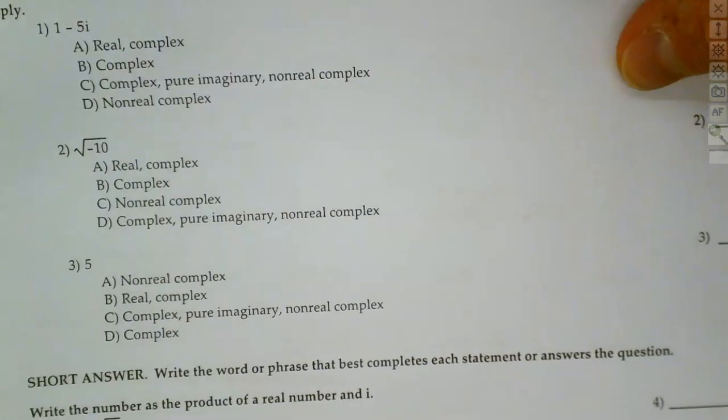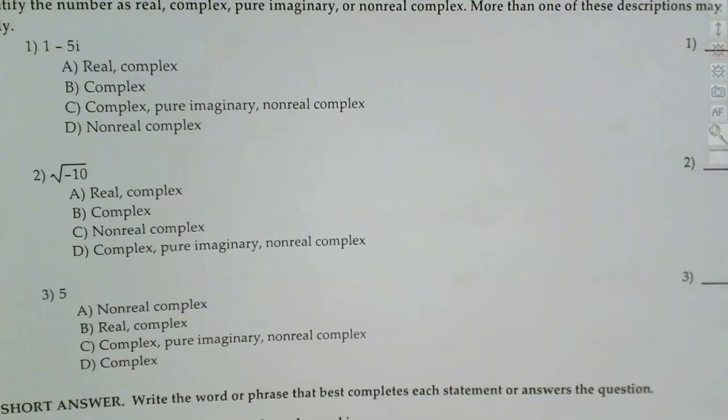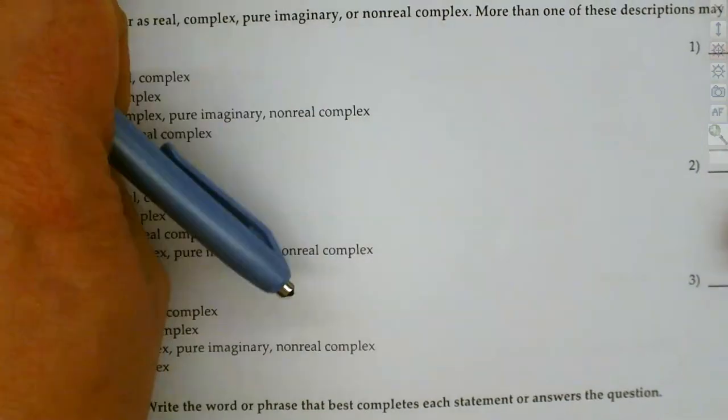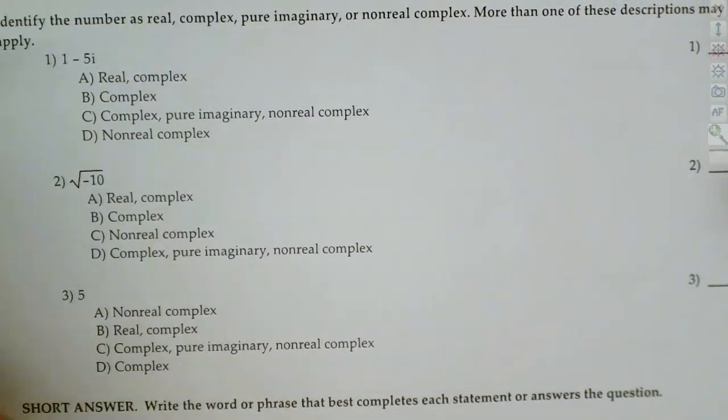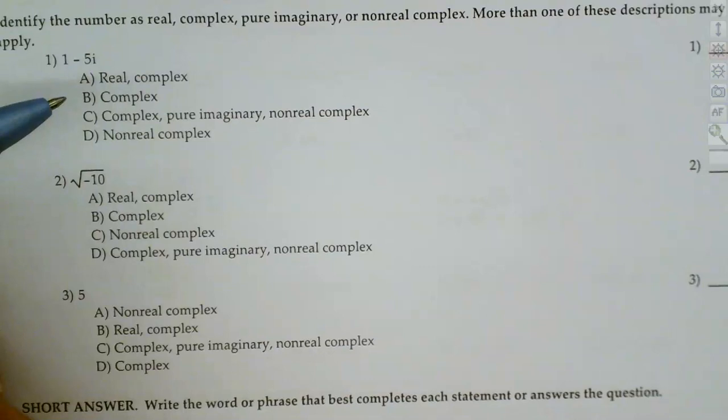So we're looking at 1.3 in our homework, and we asked about question number 1. We need to identify the type of number that it is. So first off, what is this? Is this real, or is this going to be non-real? Which one? Real or non-real?